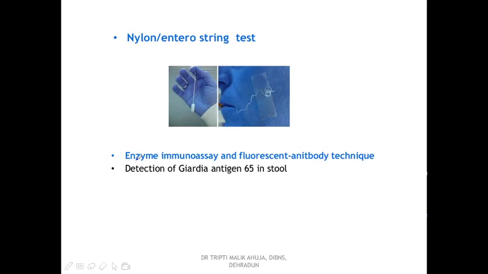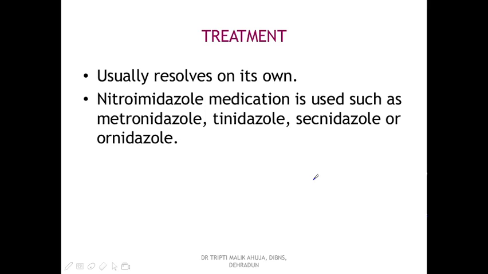For the diagnosis purpose, the ELISA method, the enzyme immunoassay method, and the fluorescent antibody technique method can also be used, which are based upon the detection of the Giardia antigen, number 65, in the stool sample.